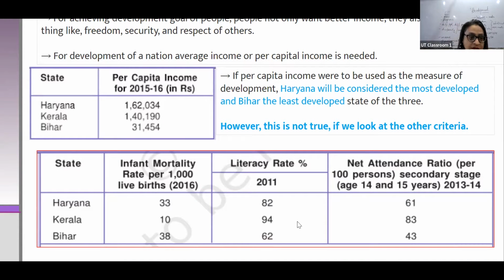What is infant mortality rate? The number of children who died before the age of 1, per 1,000 live births. But how many of them are able to survive till the age of 1 year? That also speaks of the health of the mother, the nutrition of the society as a whole. So again, this corresponds to health. Then literacy rate, obviously, that's education, and net attendance ratio per 1,000 persons, secondary stage, age 14 and 15. The next screen will clarify things for you.